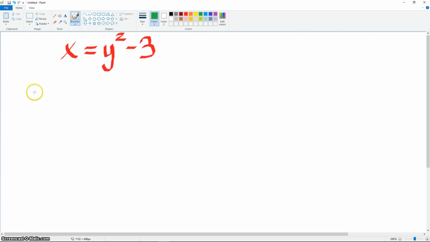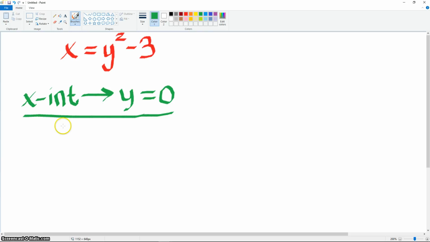And like I've said, what do we know happens at the x-intercept? Okay, true. What happens at the x-intercept is that y equals 0. What does that mean? That means that everywhere I see a y, I can now plug in a 0. So here we go. I always like to start with my equation first, the given equation, x equals y squared minus 3.